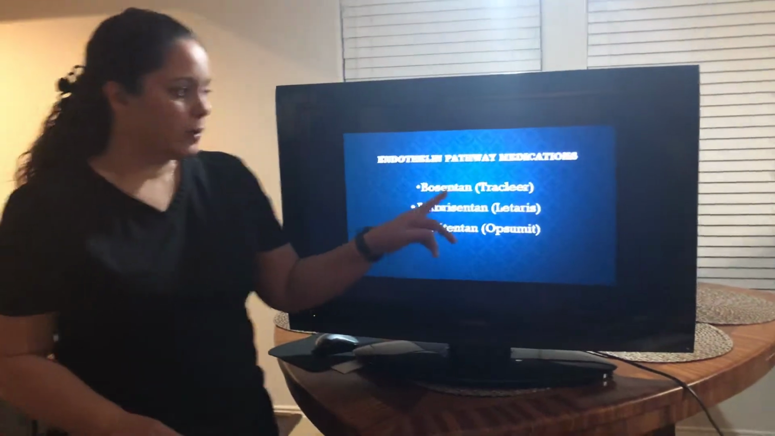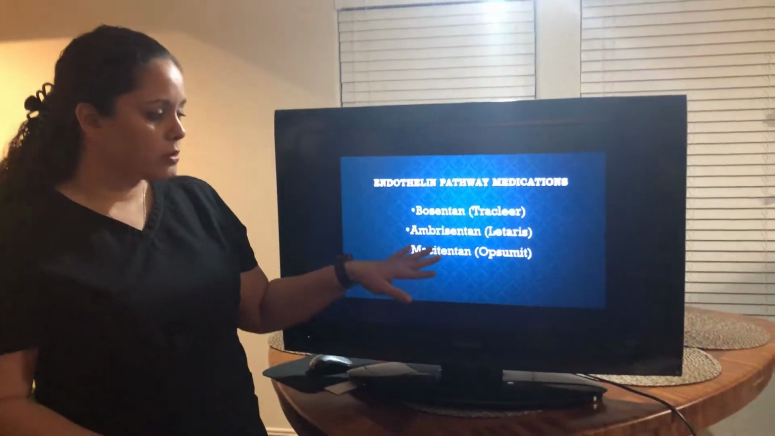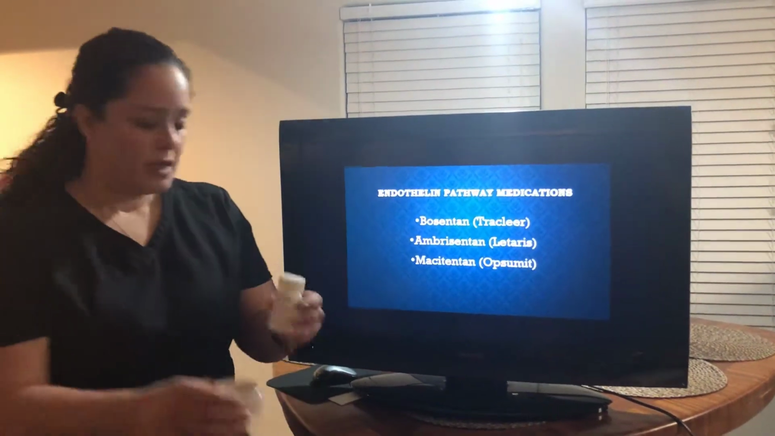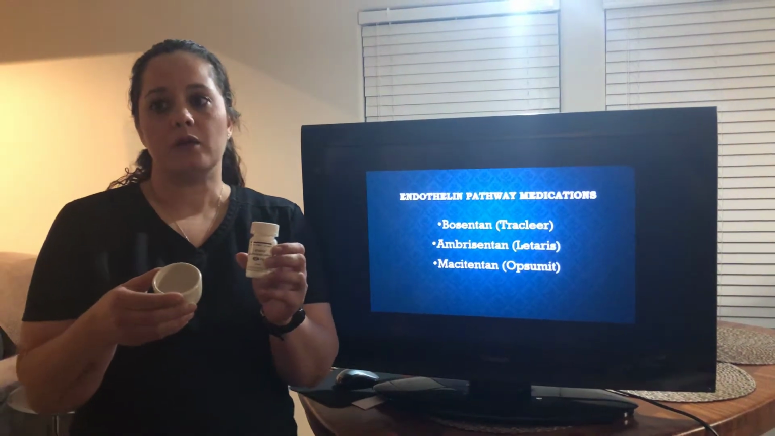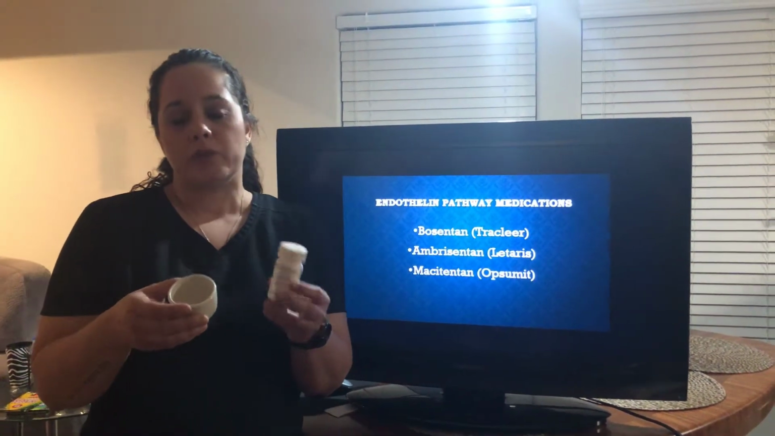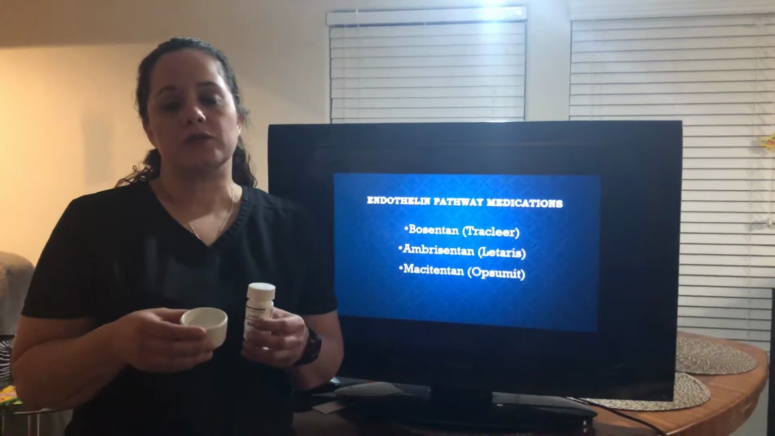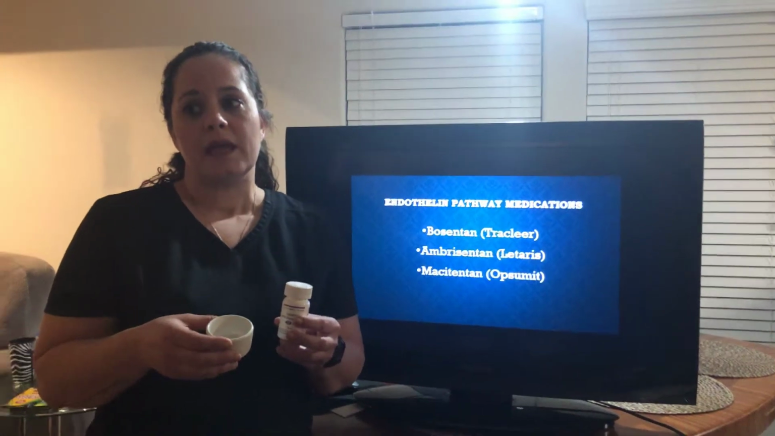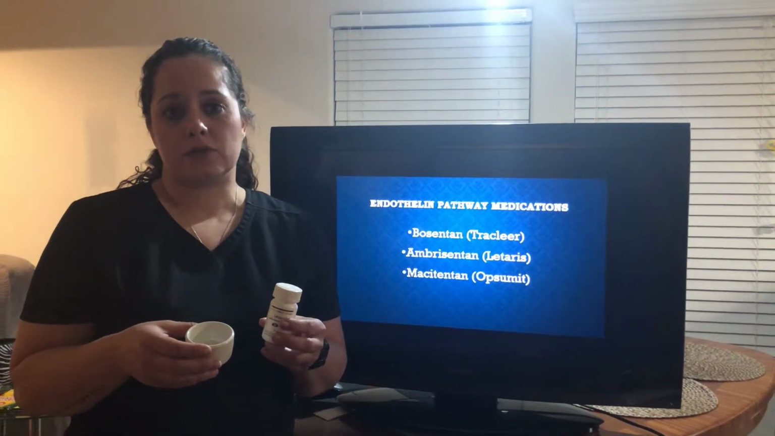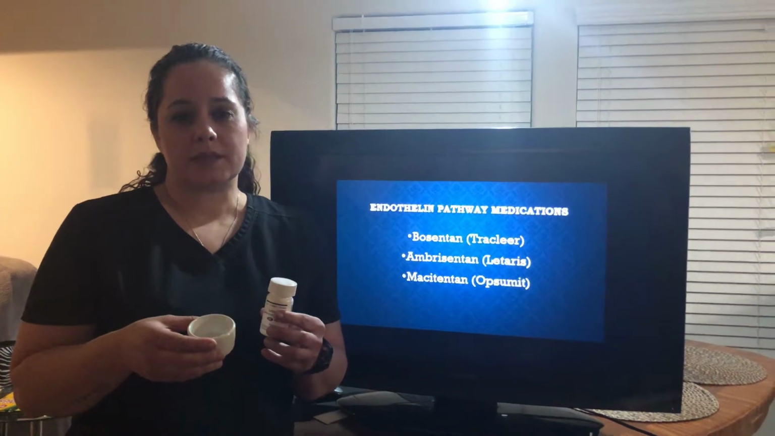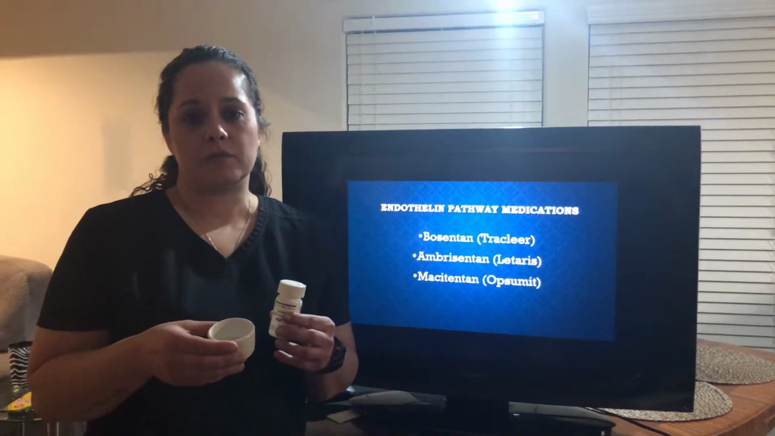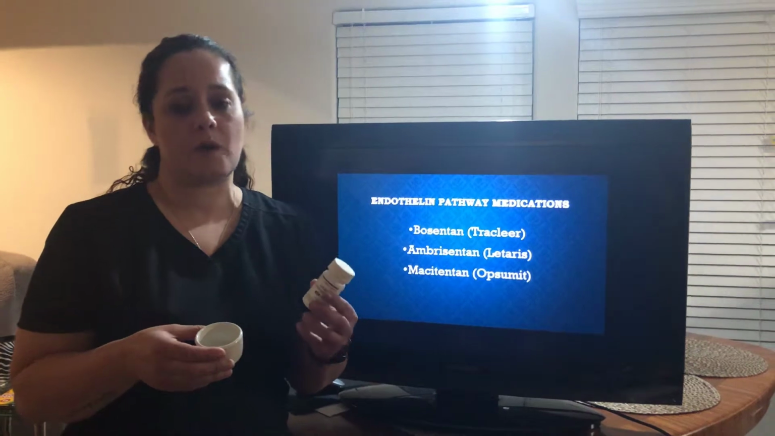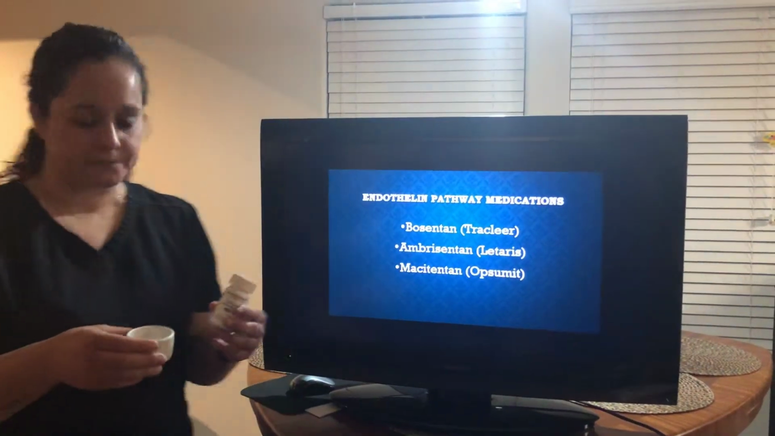The endothelin pathway medications, there's three oral medications, one of which is this one, Letairis. They're all oral. They can be taken with or without food, and the goal is to slow the disease progression and improve the ability to exercise. And when we say exercise, it's really the ability to do daily life activities such as walking up and down stairs or taking a shower.